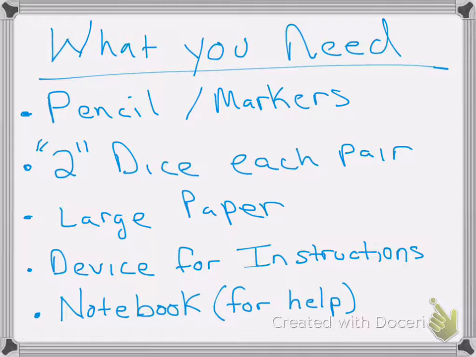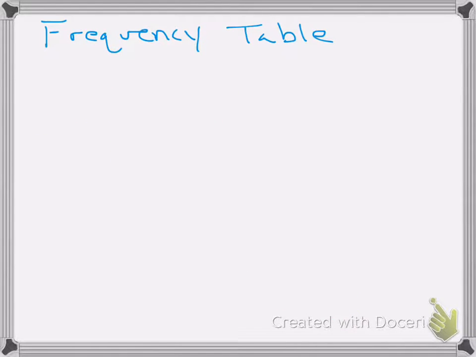All right, you need 2 dice for each pair. You need a large paper that is provided to you in class, and you need a device for these instructions and possibly your notebook. All right, so first we're going to do a frequency table. So we're going to use our dice to create a frequency table.